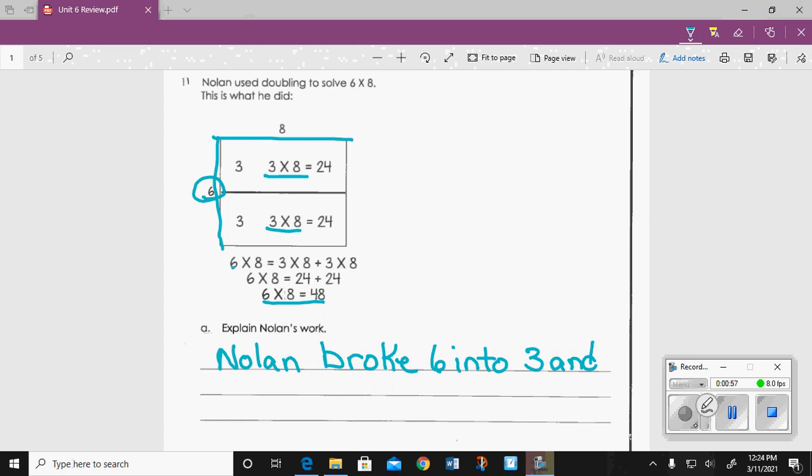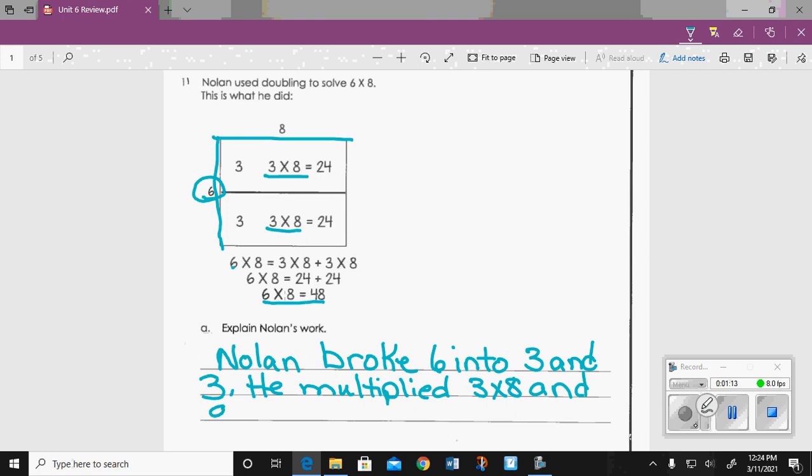Okay, so 3 and 3. And then he multiplied 3 times 8 and got 24. And then he doubled 24 to get 48. So 6 times 8 would equal 48. All right.